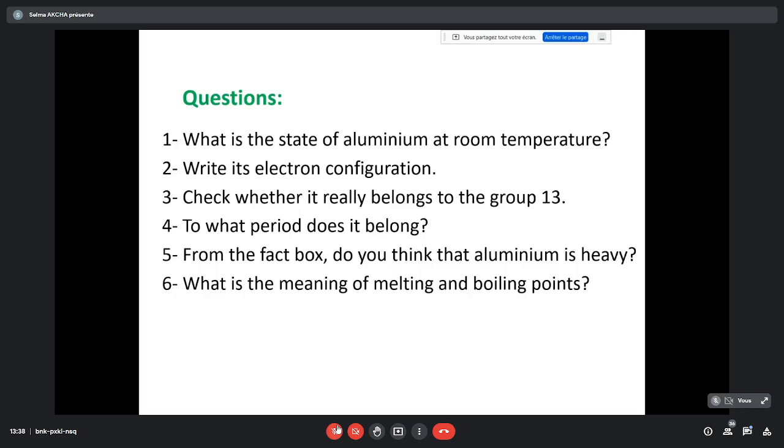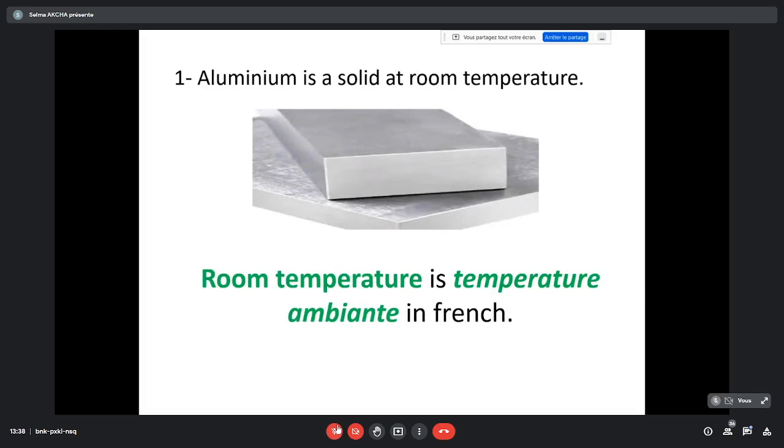It is a solid, of course. Aluminium, we say aluminum or aluminium, is a solid at room temperature. What is the meaning of room temperature? Room temperature means that it is the temperature that exists in a place without heating or cooling. C'est la température qui existe dans une pièce sans chauffer ou refroidir.